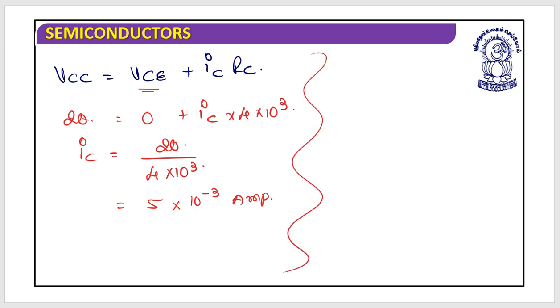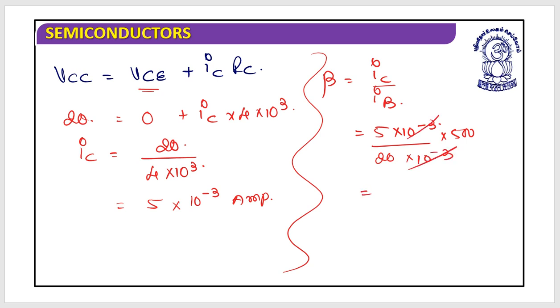So IC is available, IB is available, I can have the beta, which is equal to IC by IB. The IC is 5 into 10 to the power minus 3. IB is 20 divided by 500 into 10 to the power 3, so this has gone, and 5 5s are 25 into 100 divided by 20, this is 5, it's 125. I hope this is clear. Is it clear? So can you do this kind of questions? Are you sure? Can it be done?